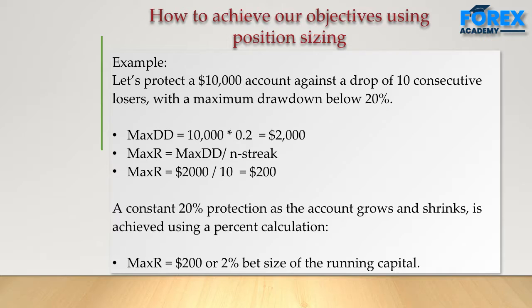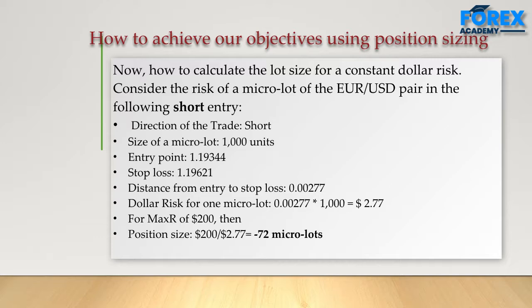If we want a constant 20% protection, as the account grows and shrinks, then we should move to percent calculation. To achieve this, we equate max risk as a percentage of the initial capital. Therefore, a risk of $200 is 2% of the running capital. That protects us much better, because position size decreases as the running capital decreases. Now, the final piece of the puzzle is how to calculate the lot size to guarantee a constant dollar risk.